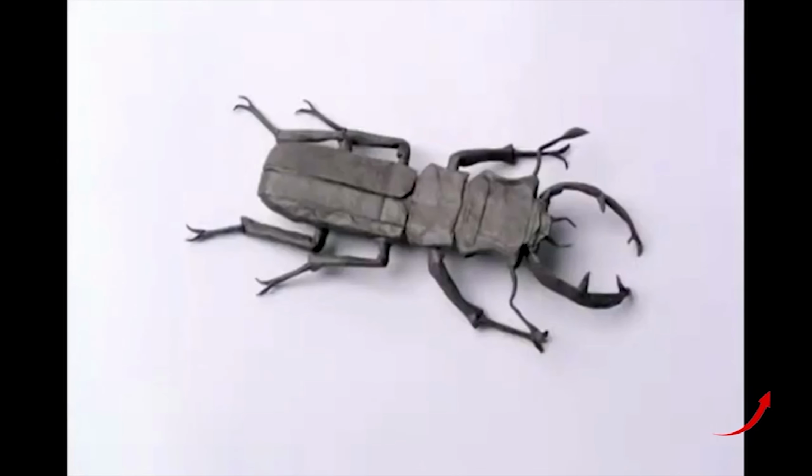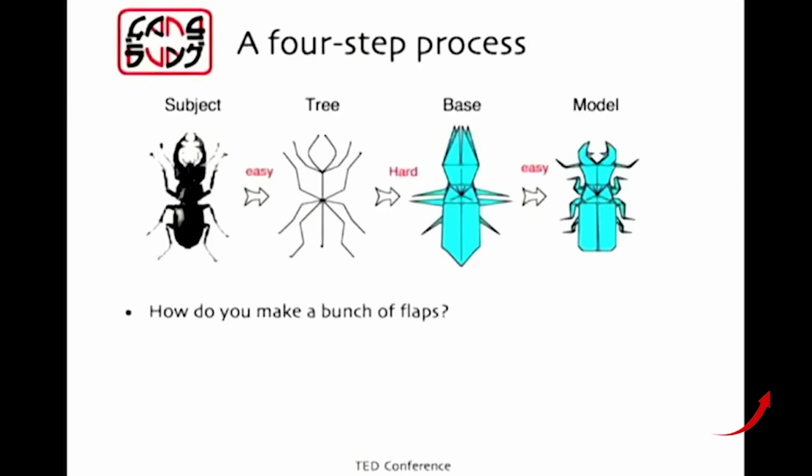So how do we do that? Well, we break it down into a few smaller steps. So let me stretch out that equation. I start with my idea. I abstract it. What's the most abstract form? It's a stick figure. And from that stick figure, I somehow have to get to a folded shape that has a part for every bit of the subject, a flap for every leg.